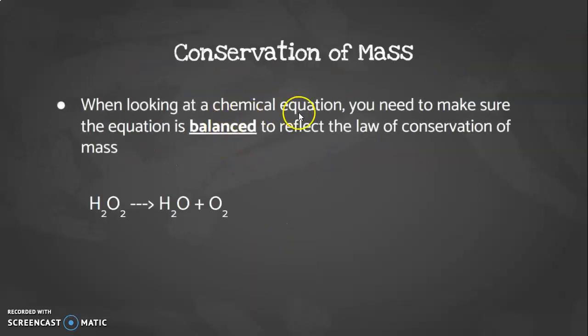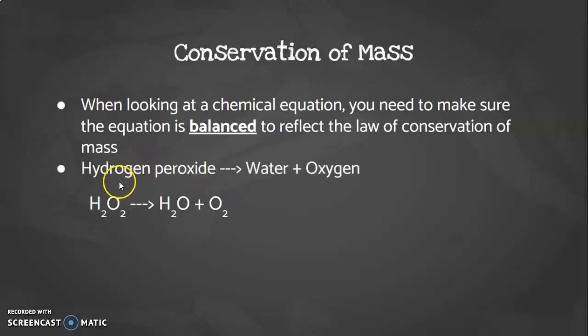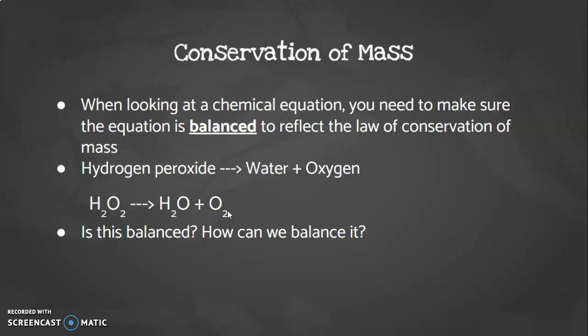So when we're looking at a chemical equation and thinking about the conservation of mass, you need to make sure that the equation is balanced. That means there are the same number of atoms on one side as there are on the other. We're going to stick with our hydrogen peroxide example that's turning into water and oxygen. Is this balanced? Let's count.